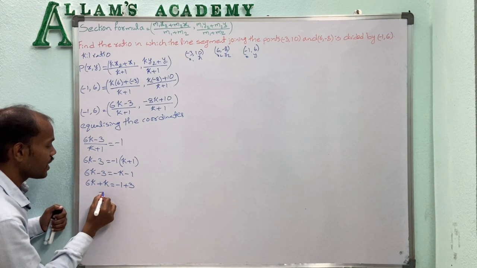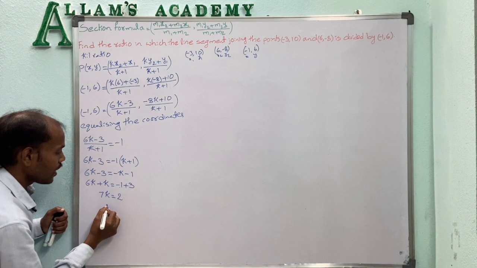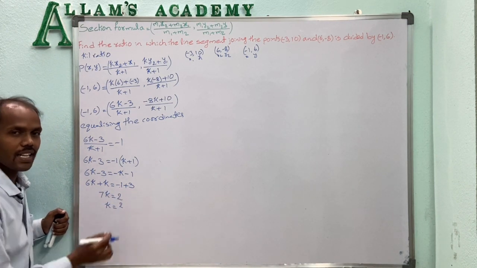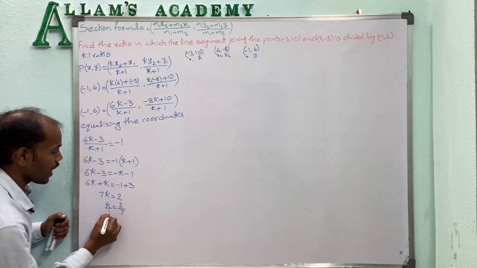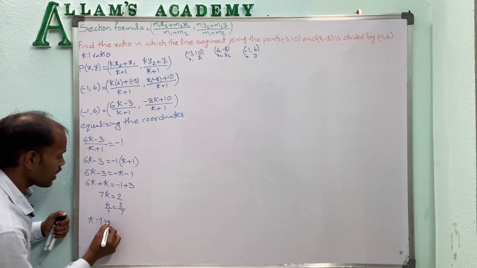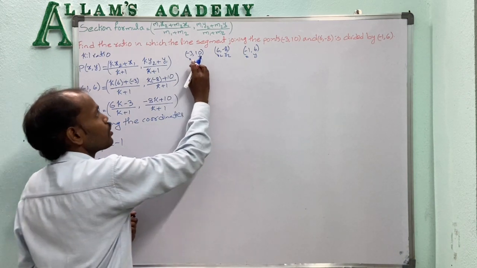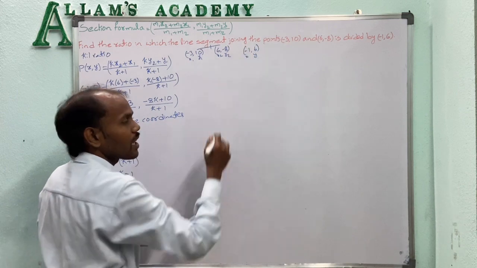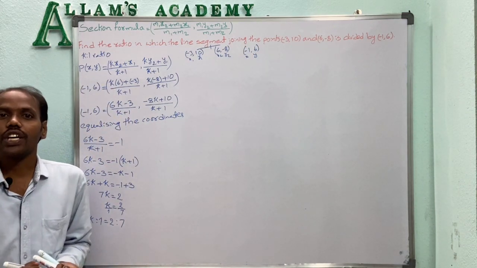6k plus k is equal to 7k. 3 minus 1 is equal to 2. Then 7k equal to 2. Multiplication side transfers to this side, that is division. So here nothing but k by 1 is equal to 2 by 7. That means k is to 1 is equal to 2 is to 7. That means the line joining these 2 points is divided by the point (-1, 6) in 2 is to 7 ratio, if x coordinates are equalized.